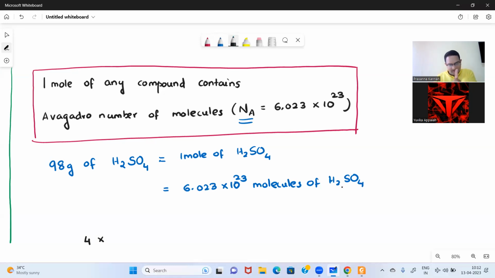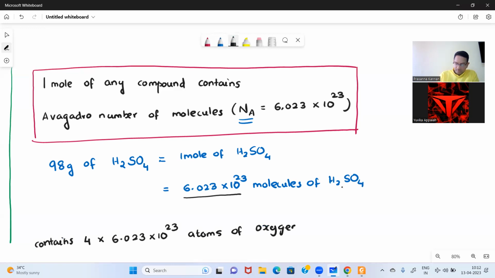Yes. 98 grams of sulfuric acid has how many molecules of sulfuric acid? 4 into 6.023 into 10 to the power 23. Yes, that will be the number of atoms of oxygen. Excellent. That's clear, Yuvika? Yes. And how many atoms of sulfur?